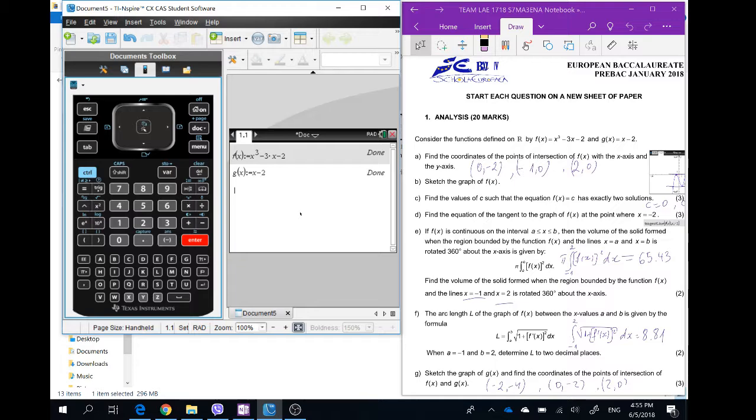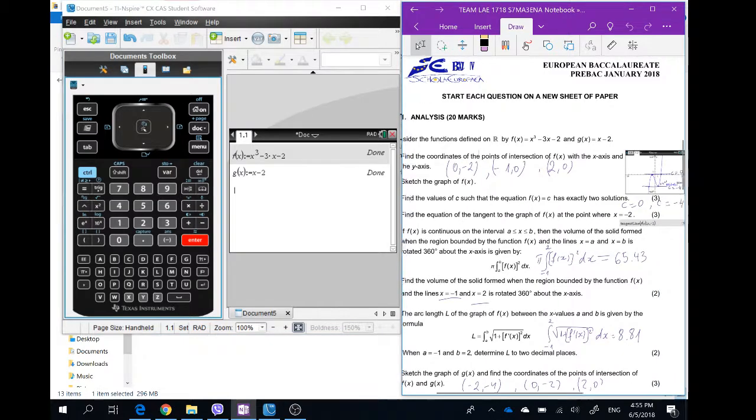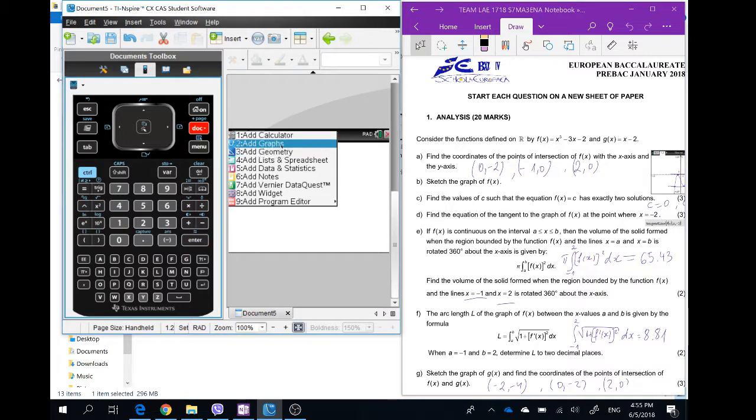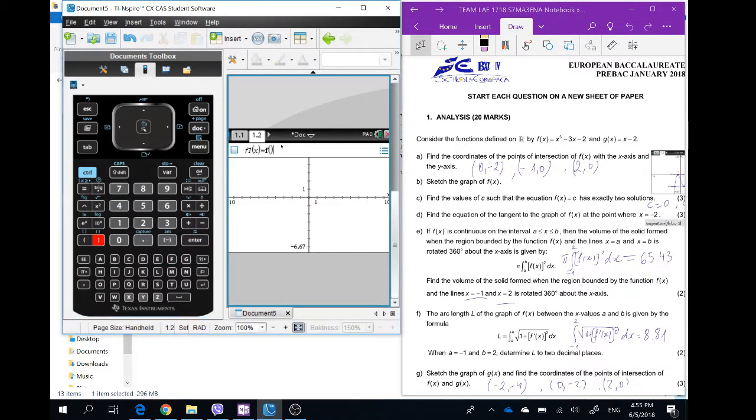Find the coordinates of the points of intersection of f of x with the x-axis and the y-axis. The easiest method, of course, is to draw the graphs of f of x and g of x. But first, find the coordinates of f of x with the x-axis. So here we have intersection points. How can we find them?